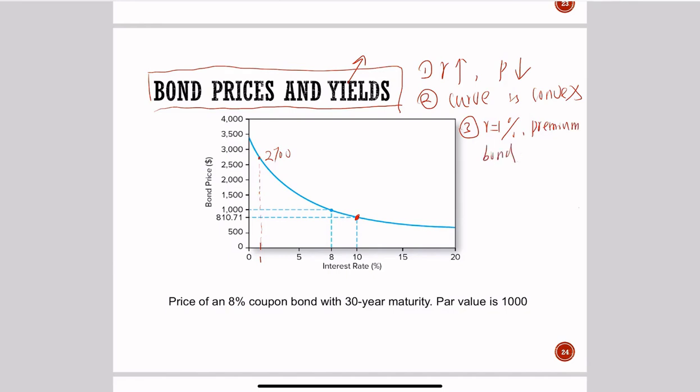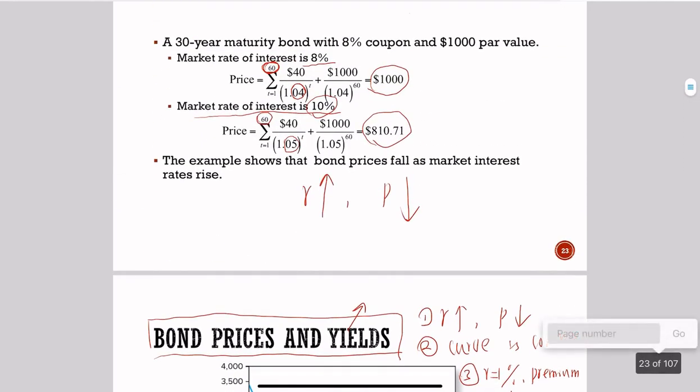So here, the word premium basically means that its price is larger than the par value. Now, if R equals 10%, then it's a discount bond. Here, the word discount basically means par value is actually larger than the bond price. Now, if you recall, the coupon rate is 8%.